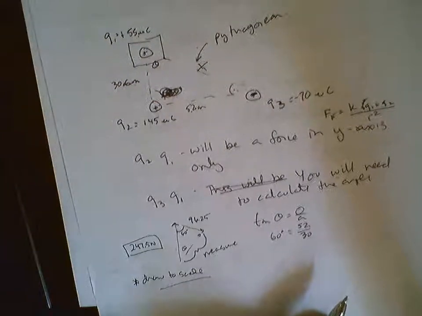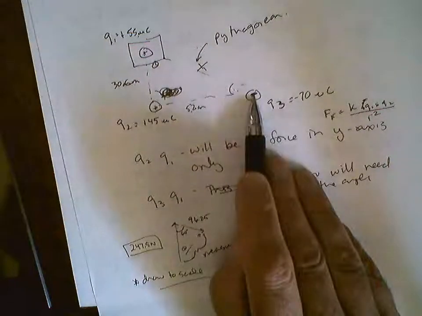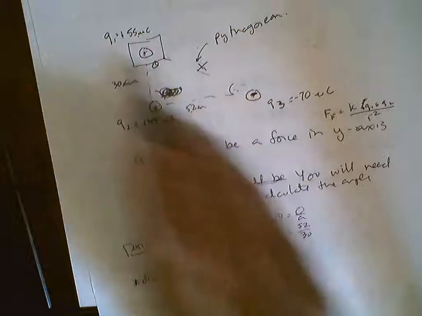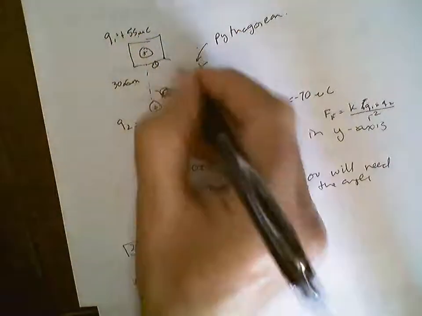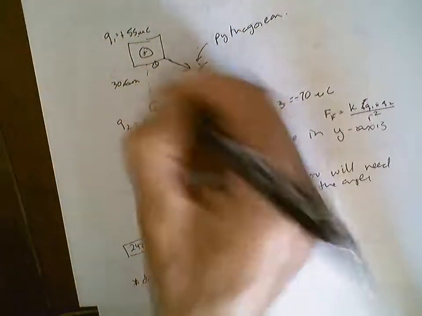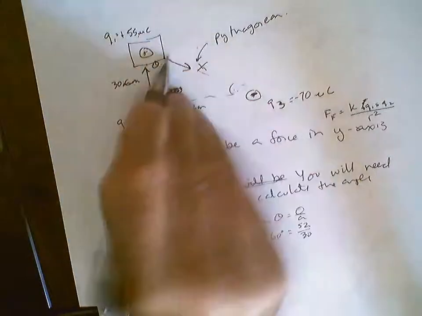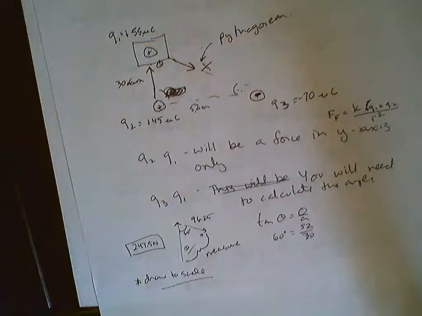Now what you want to do is take a look at this particle here. It's negative. This is positive. So this is going to be pulling this towards it. Where this is pushing away, this is going to be pulling towards it.